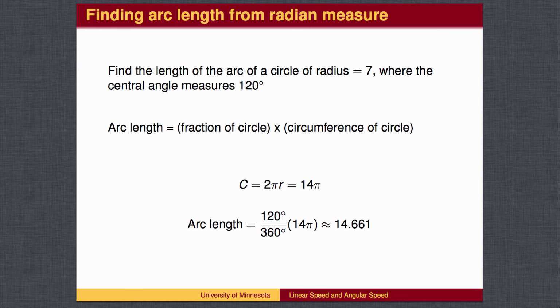Specifically, to find arc length, find the circumference of the circle and multiply it by the fraction of the circle that the arc covers. The circumference of a circle is 2 pi times the radius, which in this case is 14 pi. 120 degrees is 1/3 of a circle, so we take 1/3 of 14 pi, which is approximately 14.661.